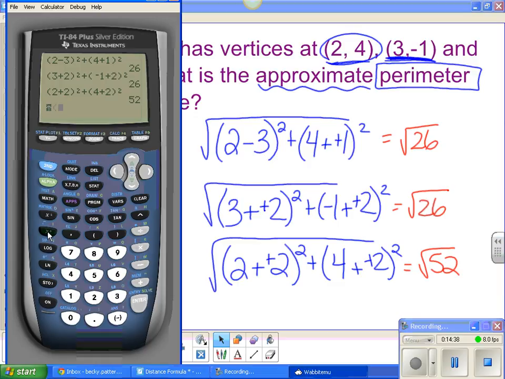So square root 26. Now you can see in my calculator, it starts with a parentheses inside my root. So I have to close that parentheses. Otherwise, it's going to totally mess my answer up. Plus square root of 26. And again, I have to close that parentheses. Plus the square root of 52. Close your parentheses. Hit enter. I got 17.4.